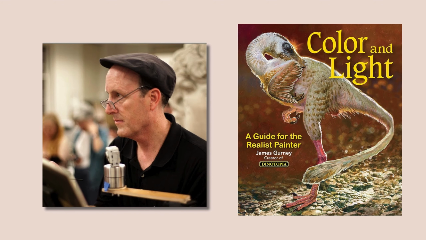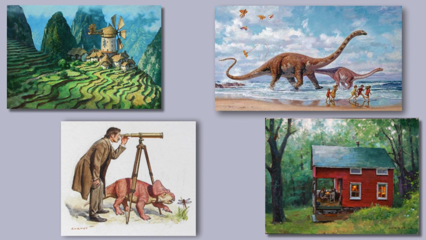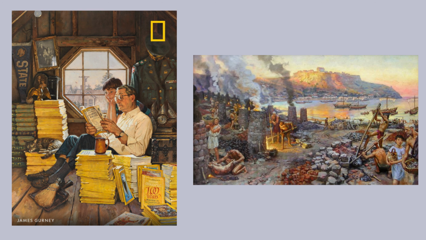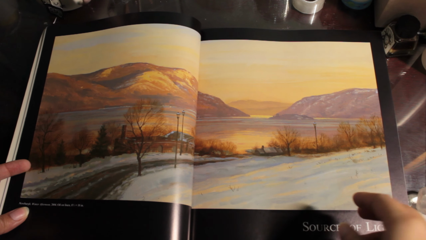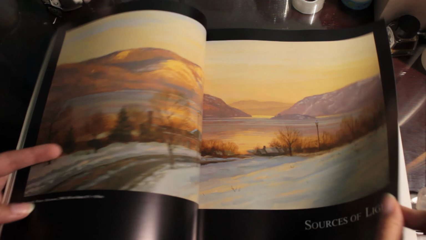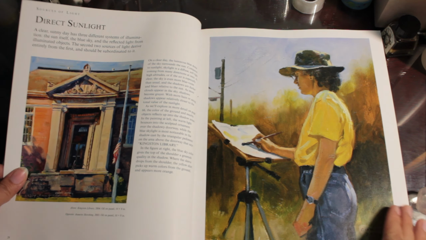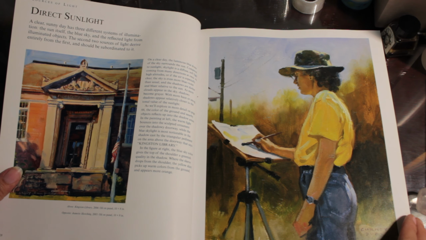James Gurney is a self-taught artist and he has an amazing portfolio with beautiful landscapes and really realistic paintings, and he has also worked for National Geographic. The part of the book that I'm going to be studying today is the source of light, and it's going to be direct sunlight.